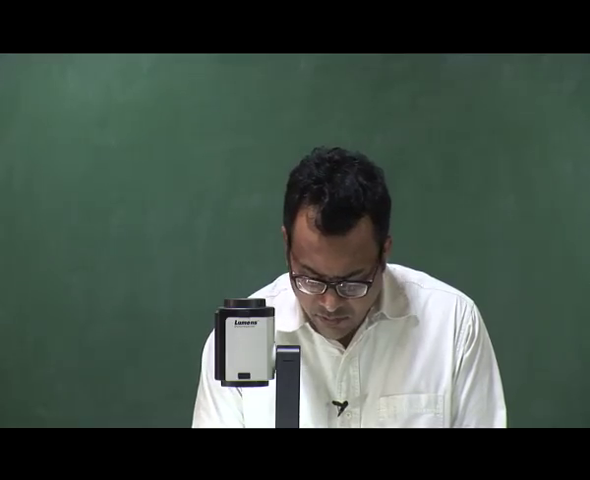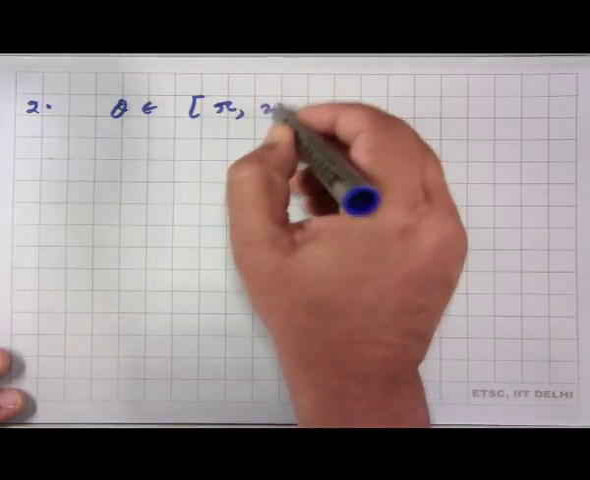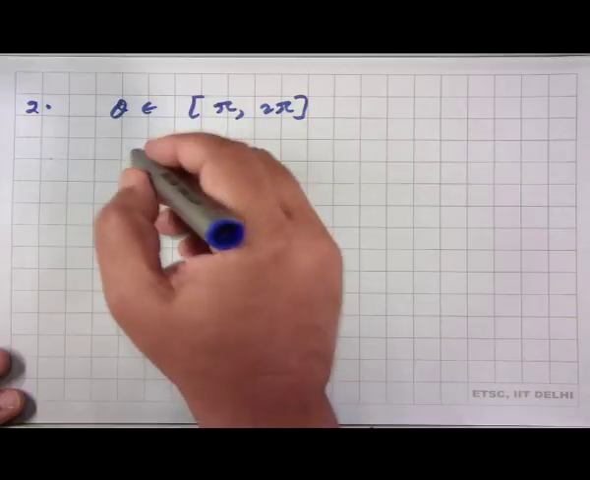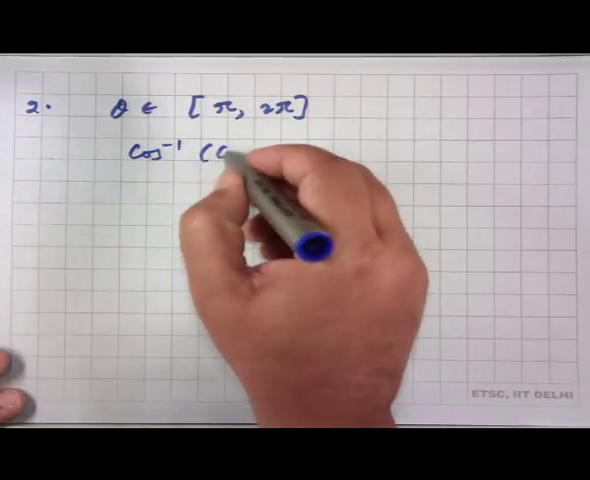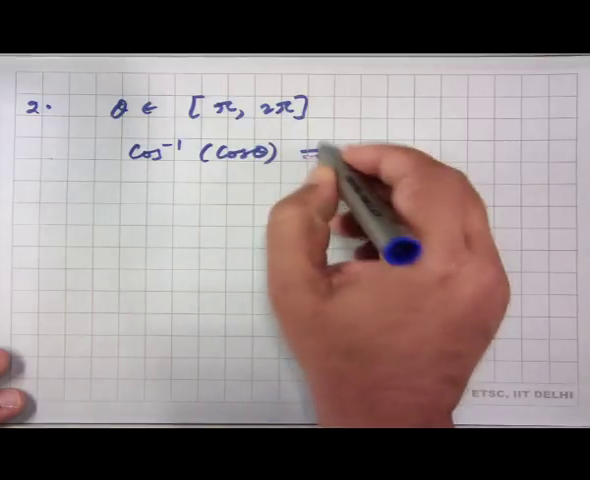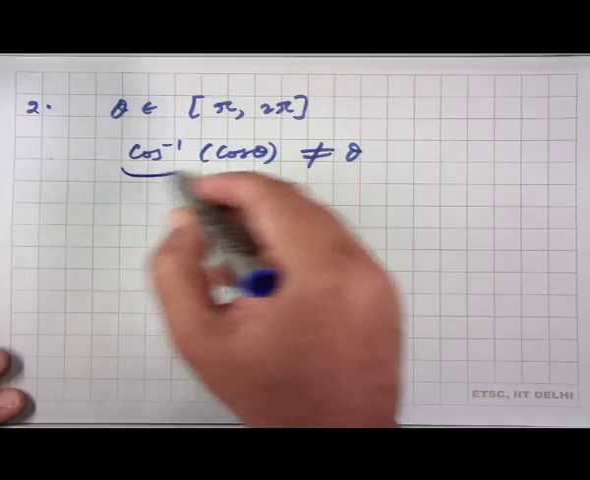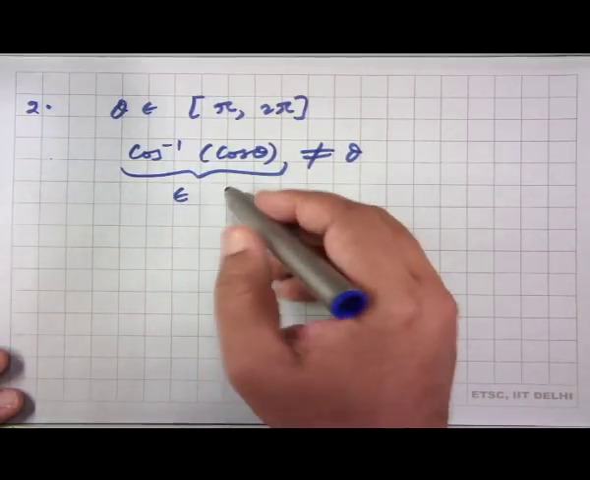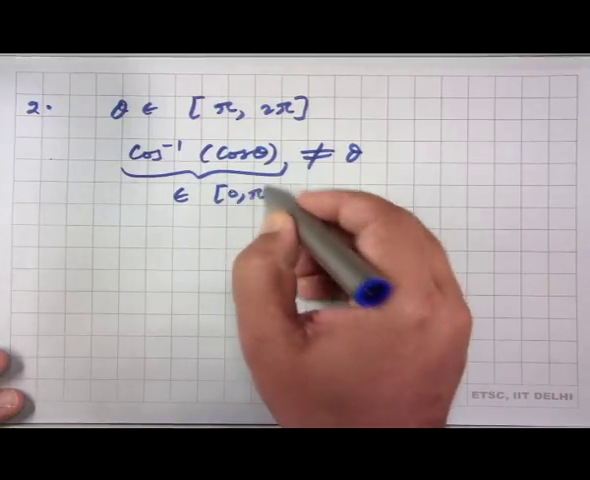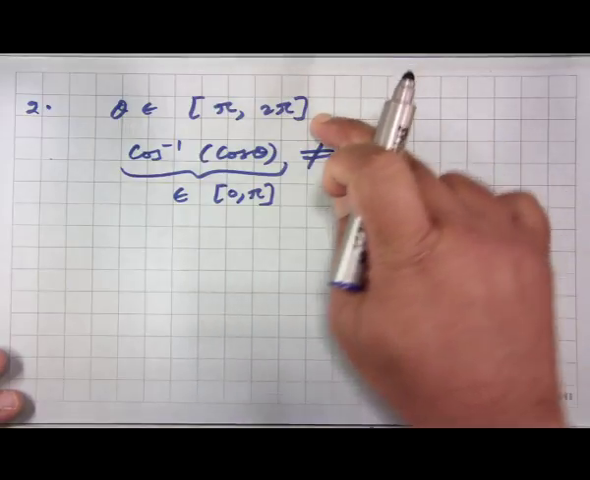Now, when theta belongs to the second region, which is between pi and 2 pi, it is clear that in this case, cos inverse of cos theta cannot be equal to theta, because this value has to belong to the range of cos inverse, which is 0 to pi, and this theta belongs to the interval pi to 2 pi.